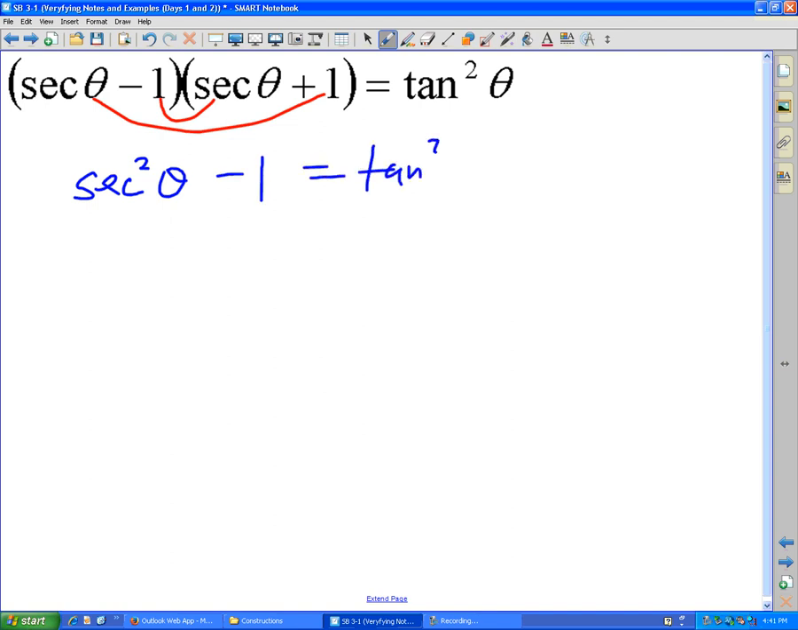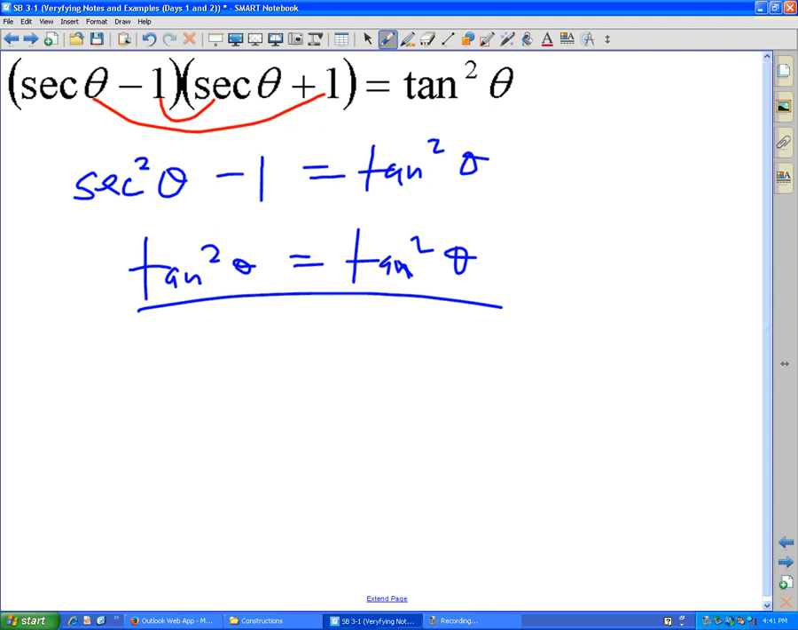Now, for those who aren't too familiar with identities, that may not really help you much, but for those of you that are familiar with your Pythagorean identities, we're like, hey, wait a second. Tangent squared plus 1 is equal to secant squared, so if I subtracted 1 from each side, secant squared subtract 1 would be equal to tangent squared. And we're done. Two steps, not too bad.